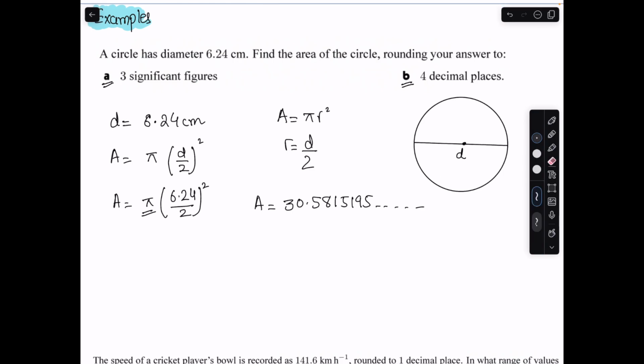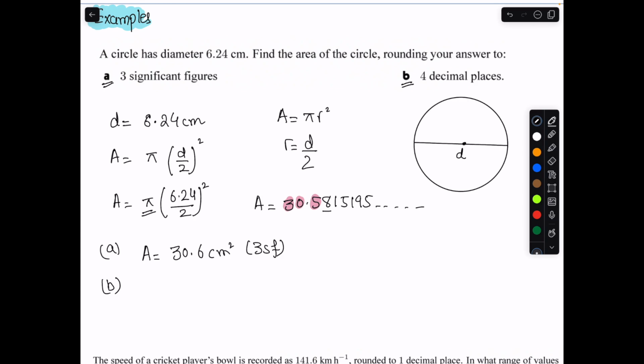Now I need to convert this into 3 significant figures, which means I need 1, 2, and 3. So I need to check the next number, whether it's greater than 5 or not. So 8 is certainly greater than 5. So my area would be 30.6 centimeters squared. This is 3 significant figures.